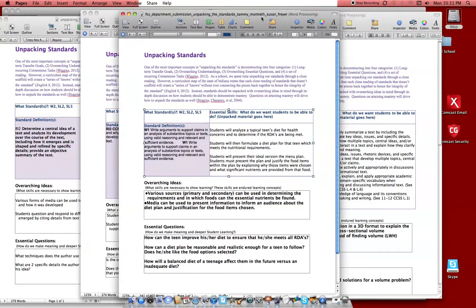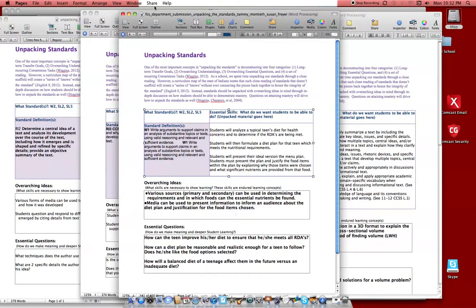Here's a good example of one where we can look at foods. Various sources, primary and secondary, can be used in determining the requirements and in which foods essential nutrients can be found. It's a little choppy sentence, but the concept is very good. They would have to rephrase it a little bit. And then we have here about the diet plan and justification for food items chosen.